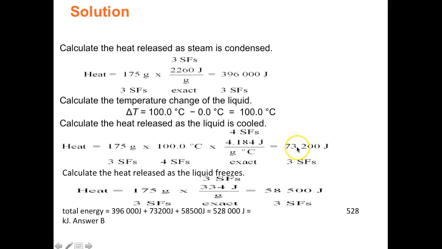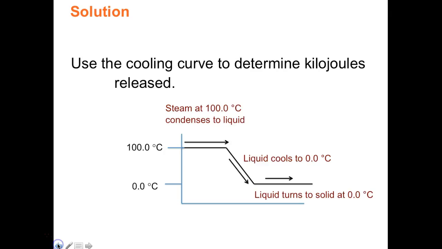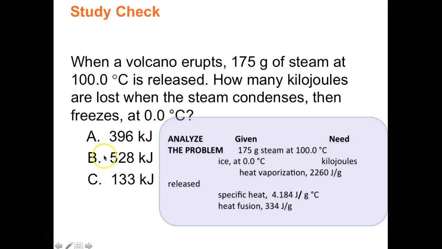So now you'll add them all up, the 396,000 plus the 73,200 joules, and then the 58,500, to give you a total of 528,000 joules divided by 1,000, and you get 528 kilojoules. Okay, so therefore the answer among the choices given would be B.